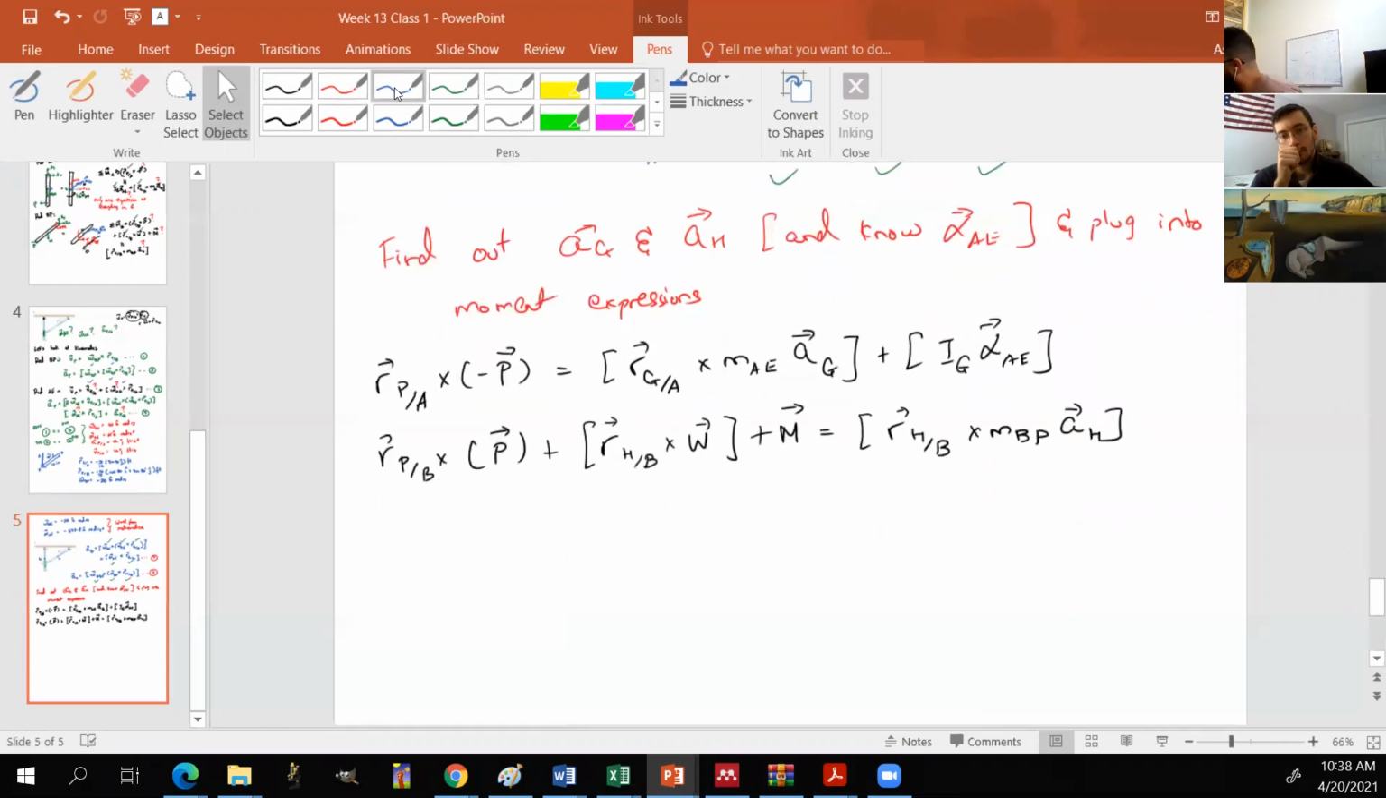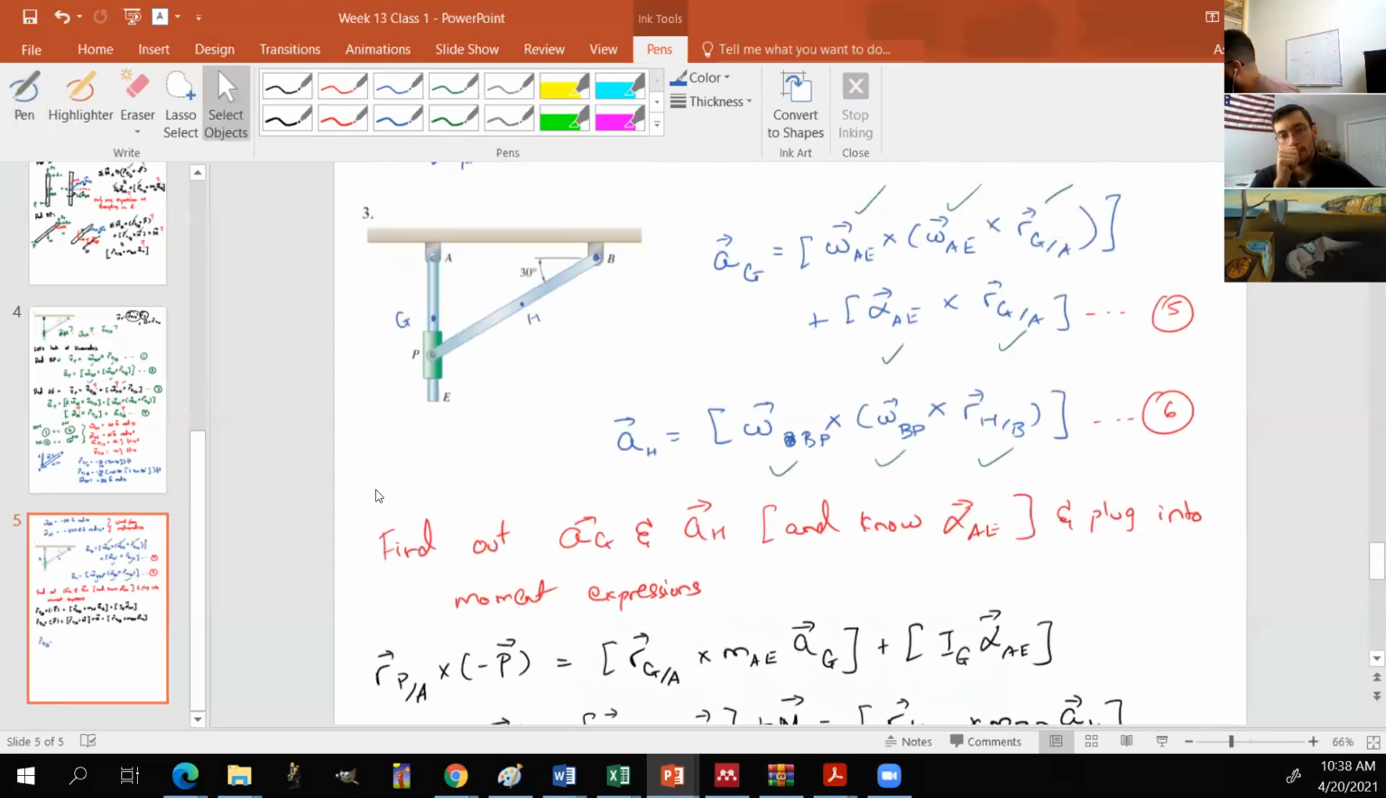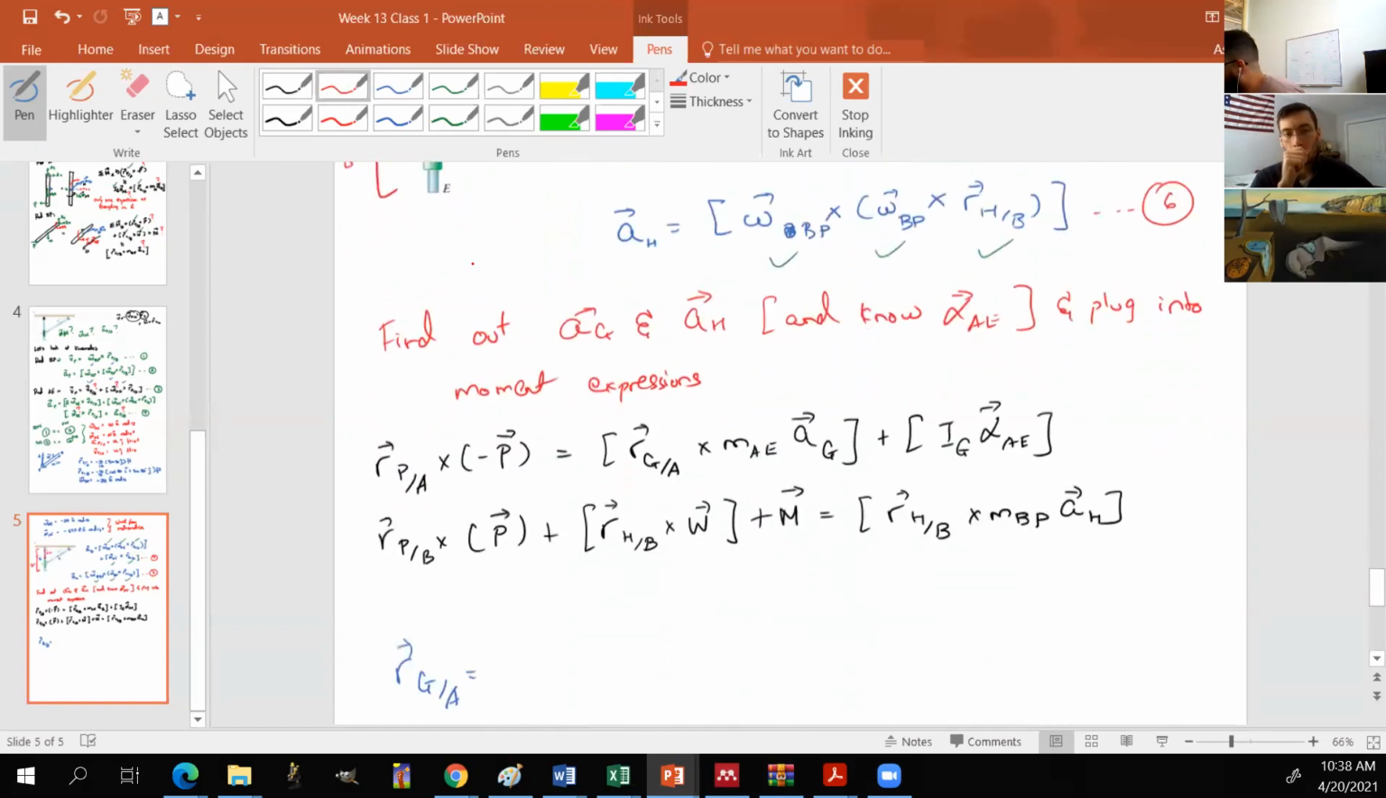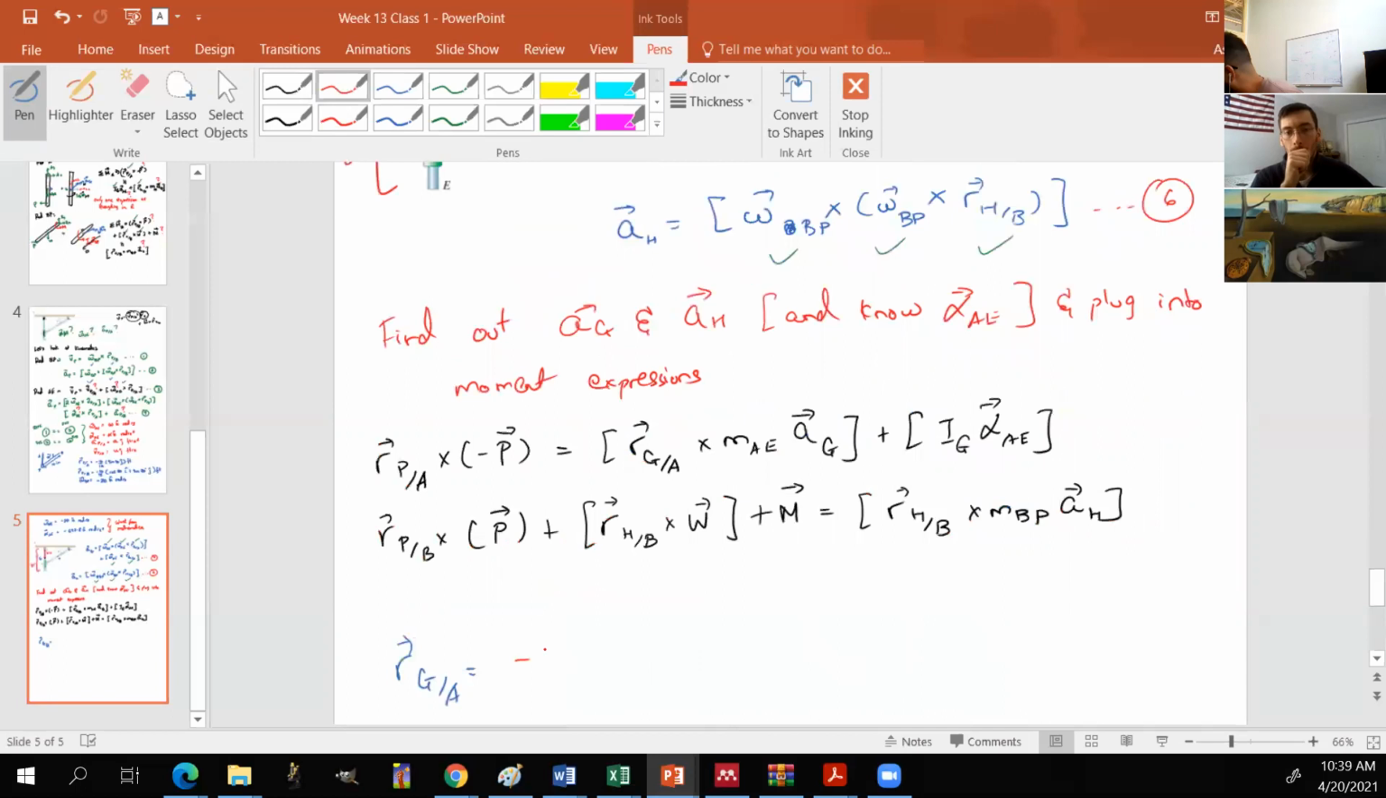Right, so we're told R of G relative to A. Now, when you're looking at R of G, you're told that this whole length is 8 inches. So G relative to A, that's going to be 4 inches, and it's in the negative direction, so that's just minus 4 over 12 j hat feet.